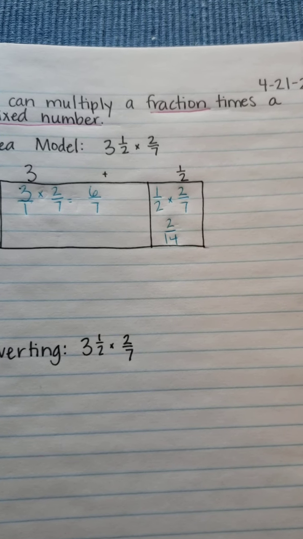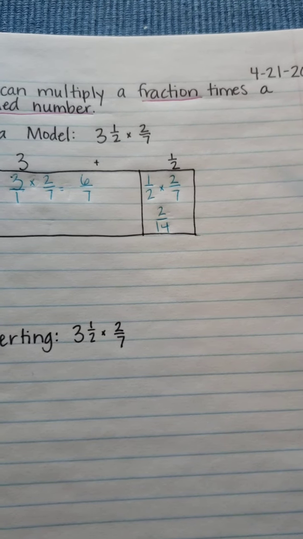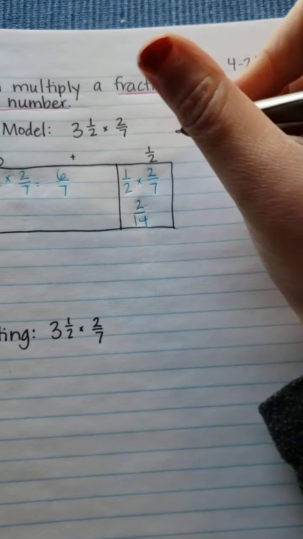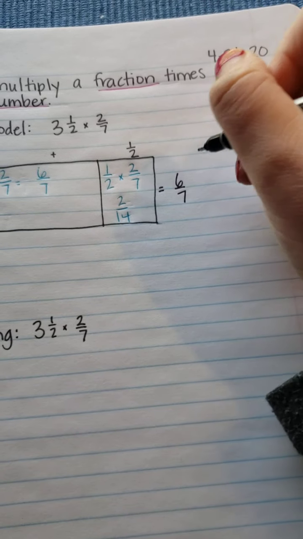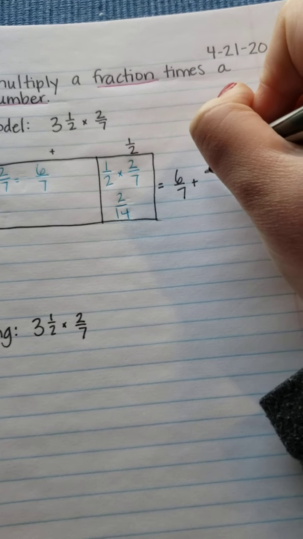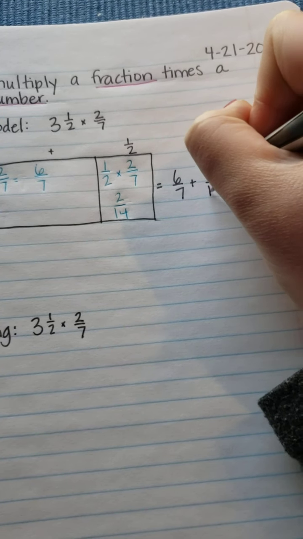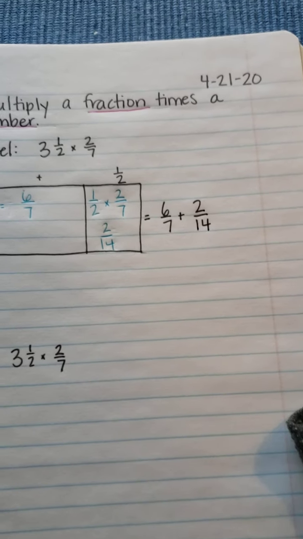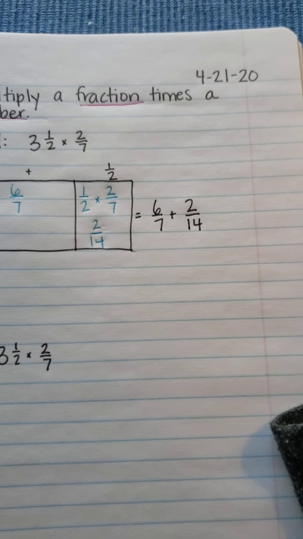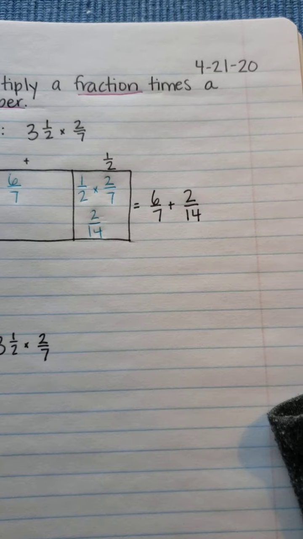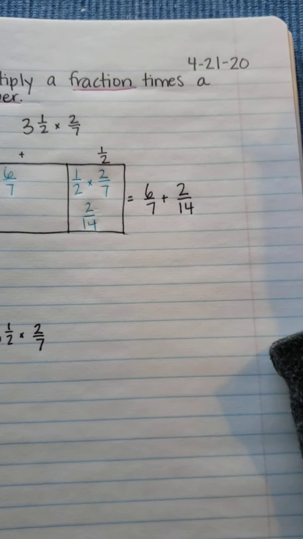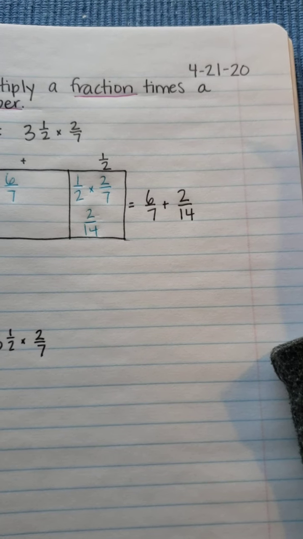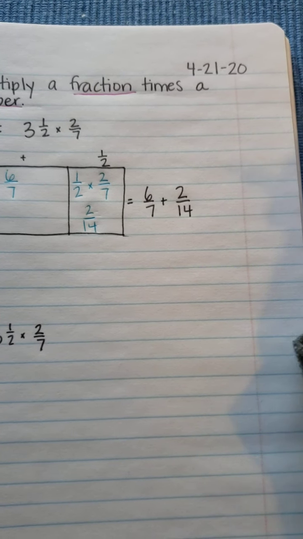So next to my area model, I'm going to rewrite the two answers that I found. 6/7 plus 2/14. And I'm running into a problem here because I am trying to add two fractions together, but right now they have unlike denominators.